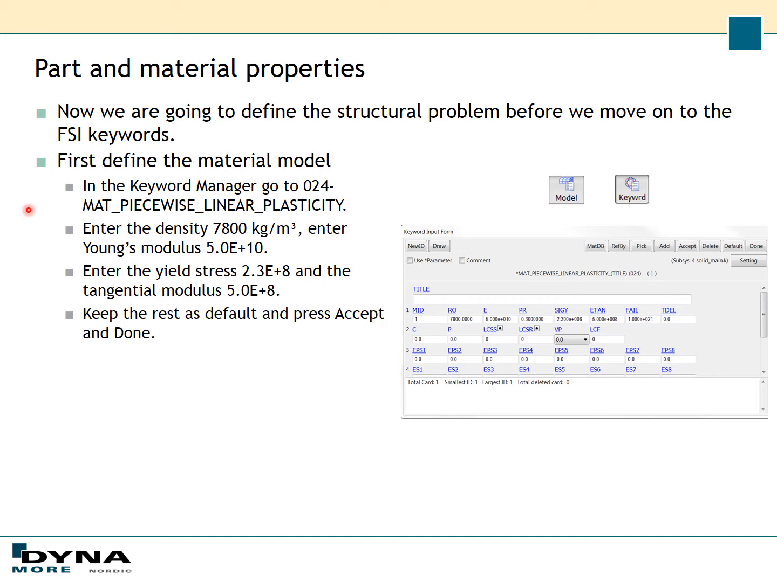So in the keyword manager that you find under model and then keyword, locate the keyword MAT piecewise linear plasticity and enter the density, the Young's modulus, the Poisson's ratio, the yield stress and the tangent modulus, and then keep the rest of the parameters as default. And remember to press accept before you close the keyword, otherwise the changes will not be saved.